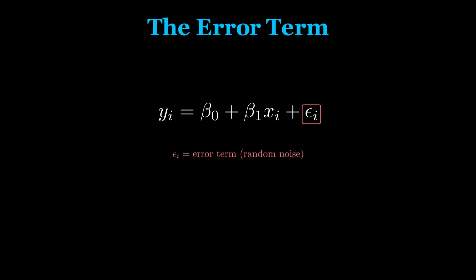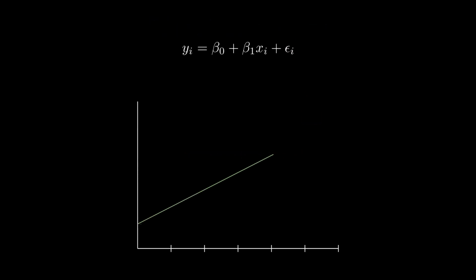Epsilon i, also called the disturbance term, represents the deviation of each observation from the true regression line. It captures everything the model doesn't. Here's a visual. The green line models the true relationship. The red dots are what we actually observe.